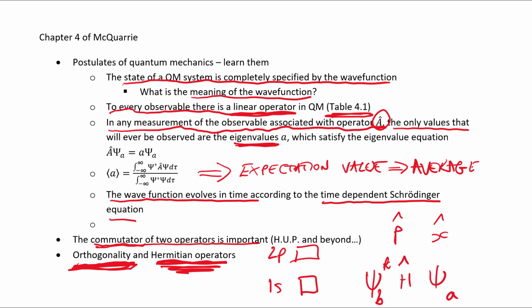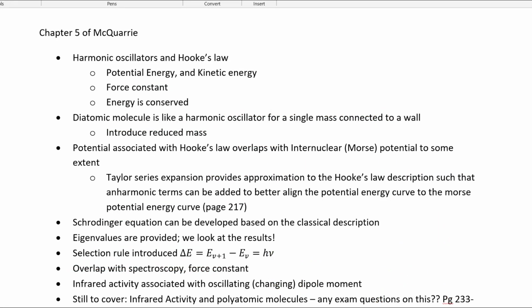It tells us about the rules of the game, so to speak, and then we're going to move on to look at harmonic oscillators and rigid rotors, and eventually the hydrogen atom as we move into chapters 5, 6, and 7. So welcome back to the summary of McQuarrie's quantum mechanics textbook. We're going to talk now about chapter 5, and now we take a little jump.